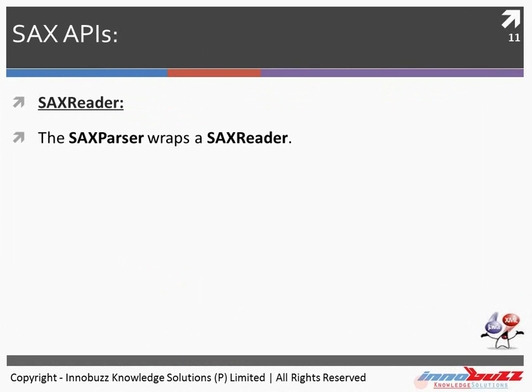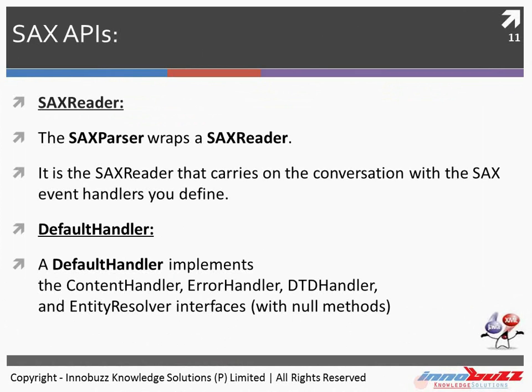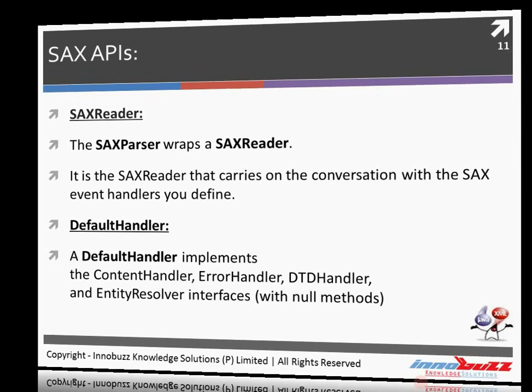The SAX reader wraps a SAX parser. It is the SAX reader that carries on the conversation with the SAX event handler you define. The default handler implements the content handler, error handler, document type definition handler, and entity resolver interfaces with null methods. So based on your requirement, you can select the appropriate interface and override the methods to define your actions.